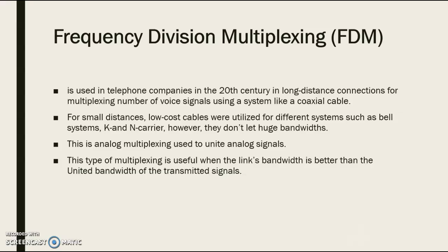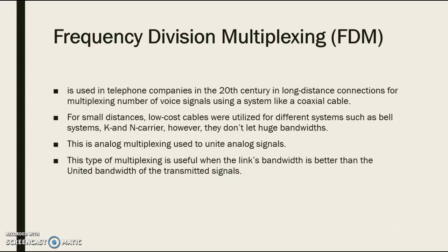So what is FDM, or frequency division multiplexing? FDM was used by telephone companies in the 20th century in long-distance connections for multiplexing a number of voice signals using a system like coaxial cable. For small distances, low-loss cables were utilized for different systems such as Bell systems, K and N carrier. However, they don't allow huge bandwidths.